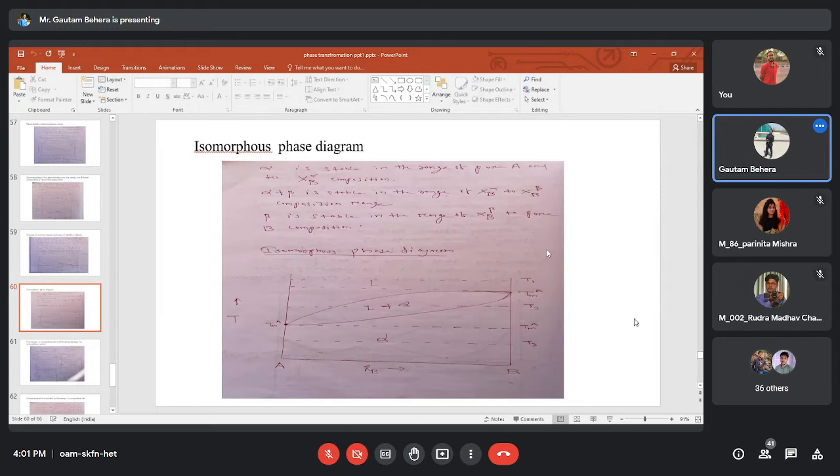Then everybody remember the isomorphous phase diagram. Can anybody tell me what is interesting about the isomorphous phase diagram? What does it mean actually? 100% solubility. 100% solubility in what? In both the liquid state as well as the solid state. Very good.